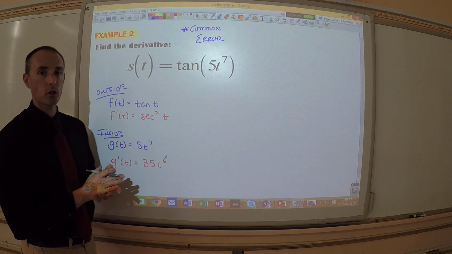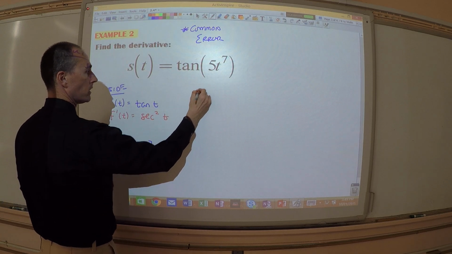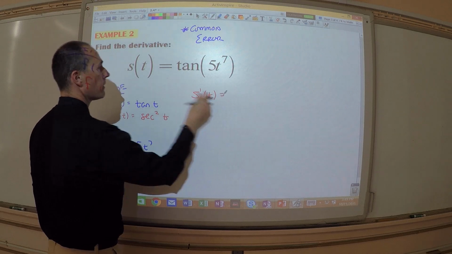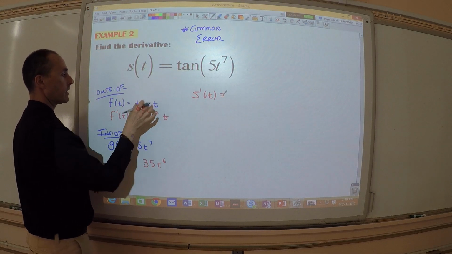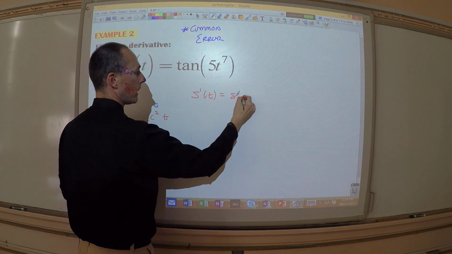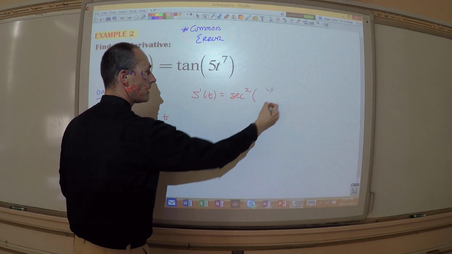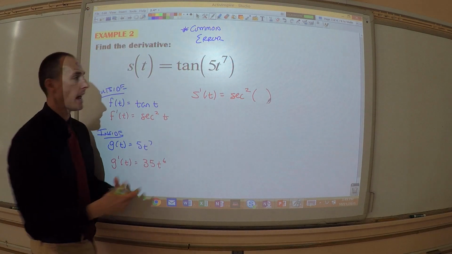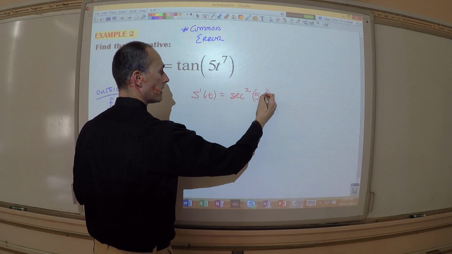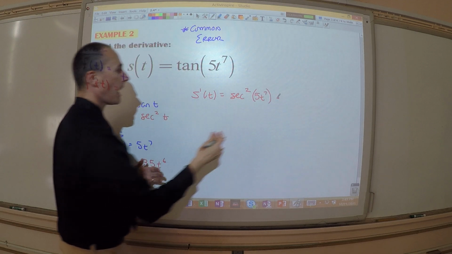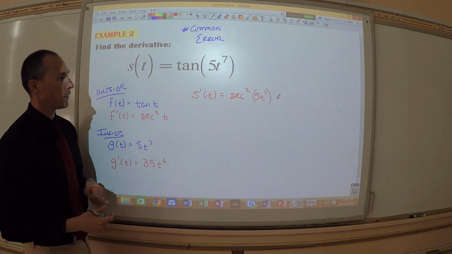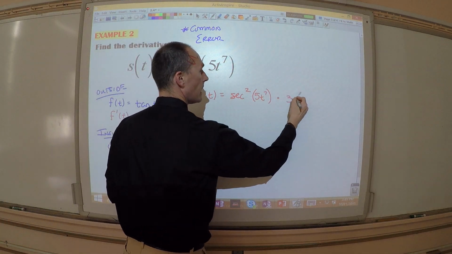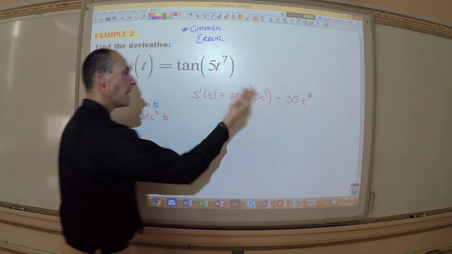How does that all play into it when we actually go to execute our chain rule? Let's take a look. The derivative of the outside, so the outside was the derivative of tangent, so that's secant squared, but it's not of t, it's of what originally we had in that angle, so that'd be 5t to the 7th. And then simply times the derivative of that, 35t to the 6th. And you're done.